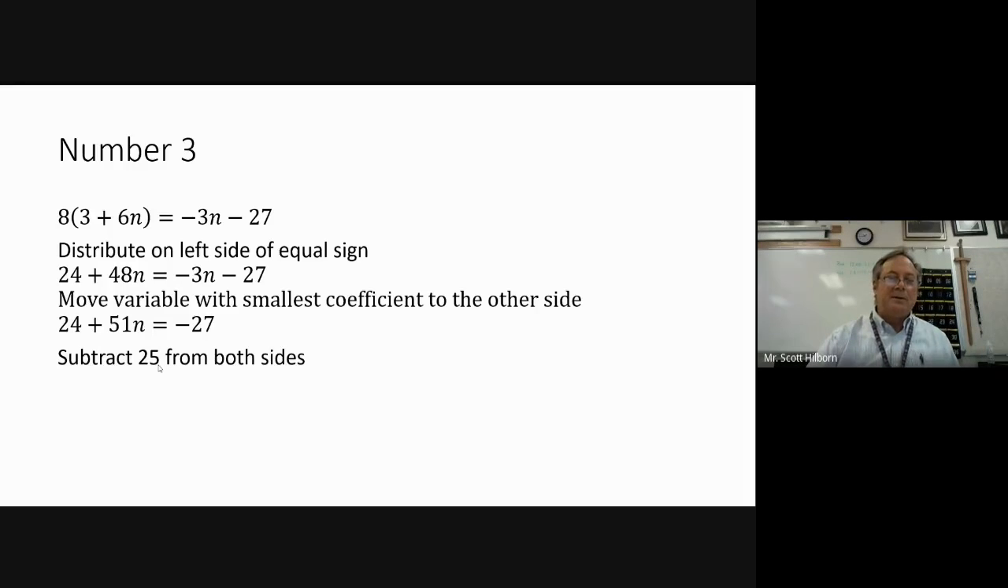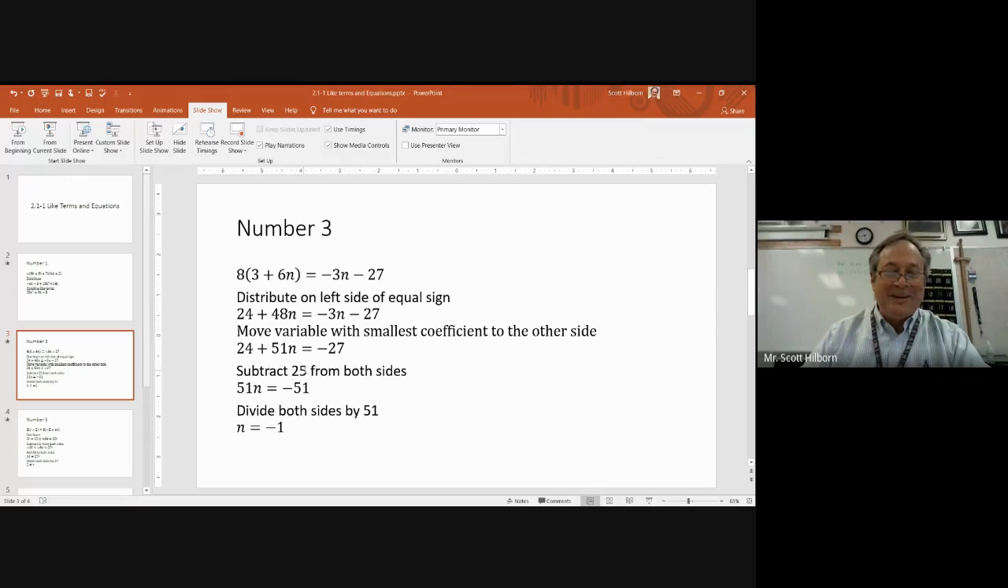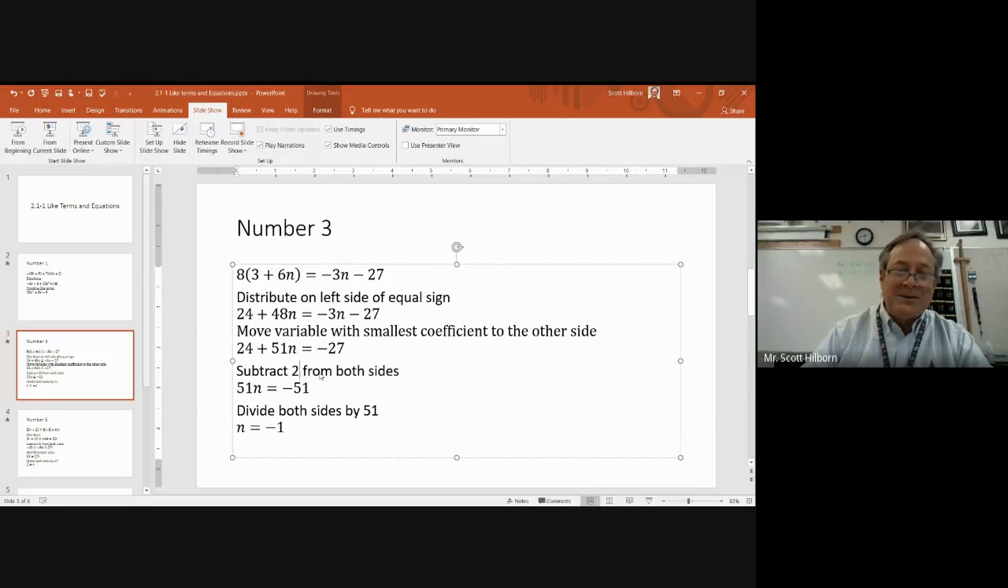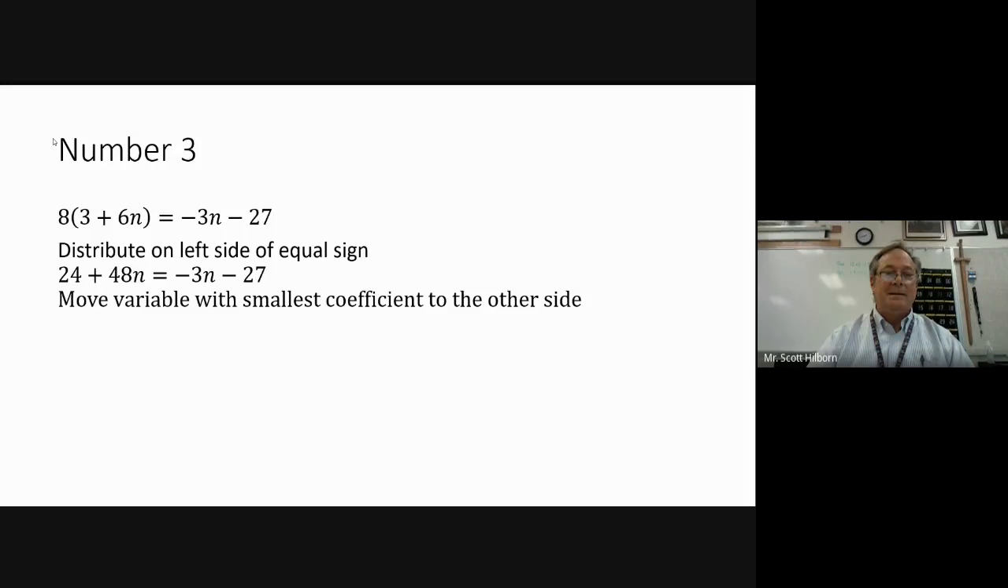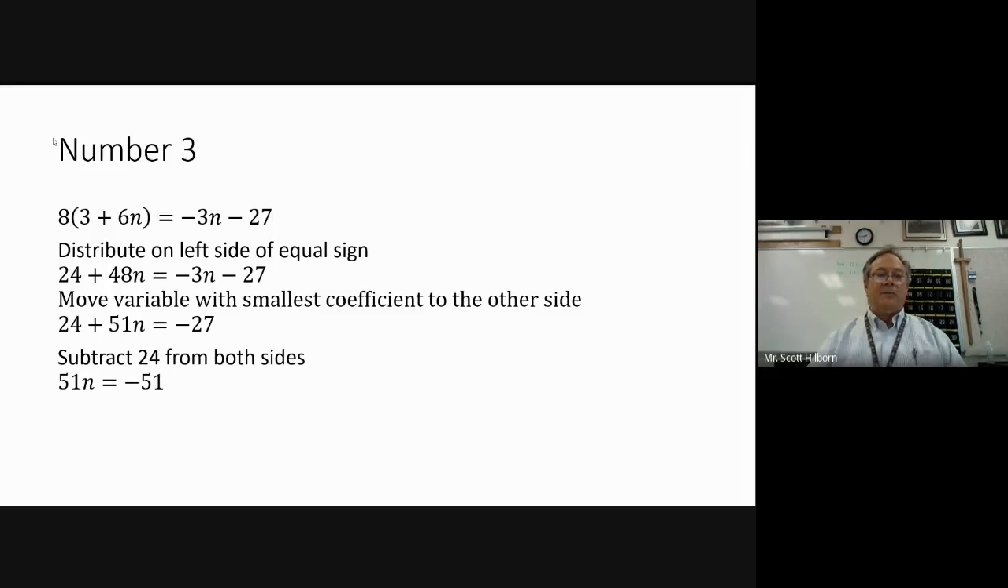Well, I put 25. Let me go back here and change that to 24. So if you subtract 24 from a negative 27, you get negative 51.